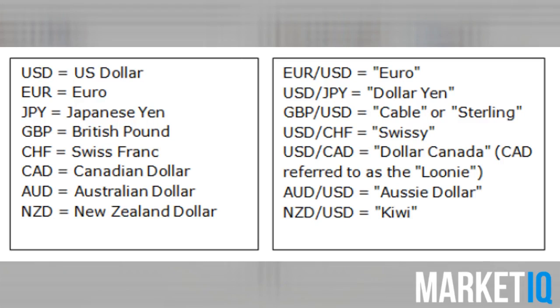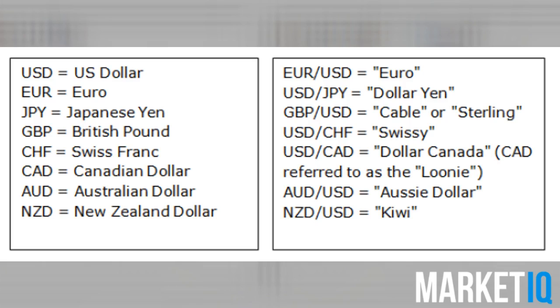First one we're going to look at is USD. The USD is the US dollar. EUR is the euro. JPY is the Japanese yen. GBP is the Great Britain pound. CHF is the Swiss franc. CAD is the Canadian dollar. AUD is the Australian dollar. NZD is the New Zealand dollar.